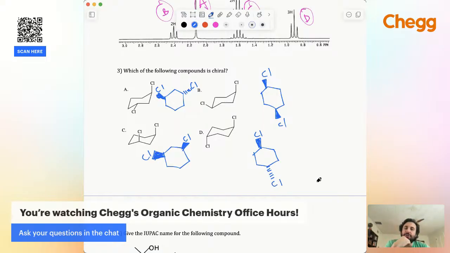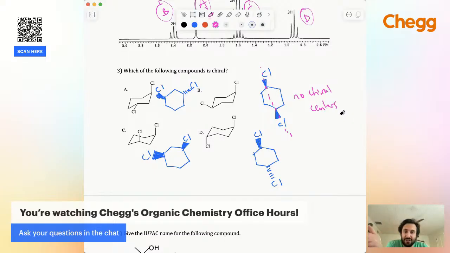So let's start with the ones that have no chiral center. This one does not have any chiral centers because the two directions around the ring are identical, right? Because of the symmetry of the molecule, there's no chiral centers.